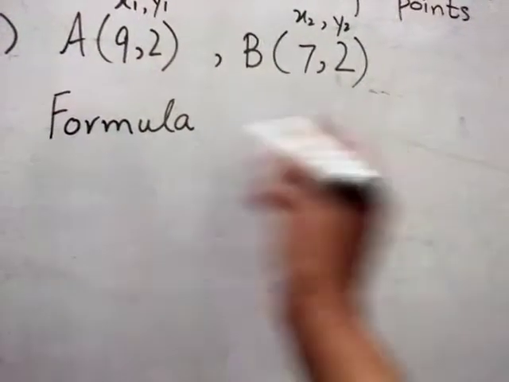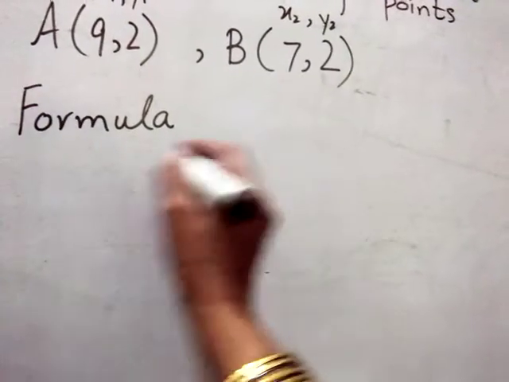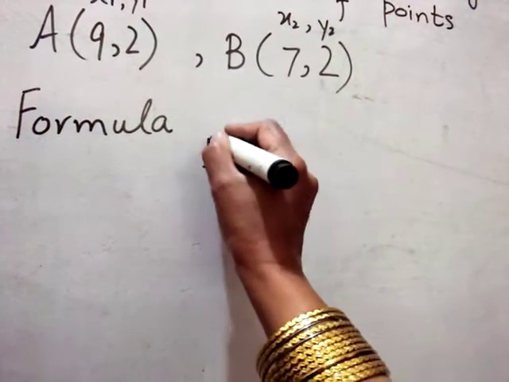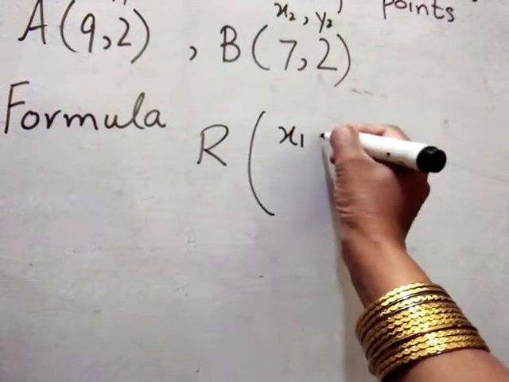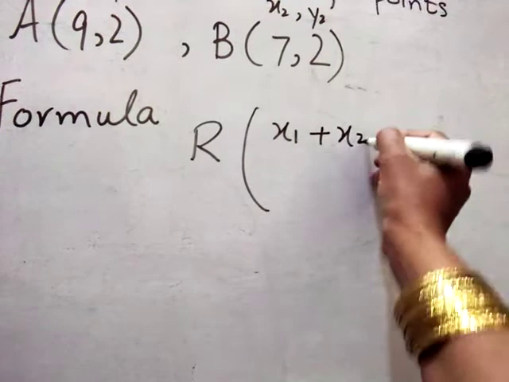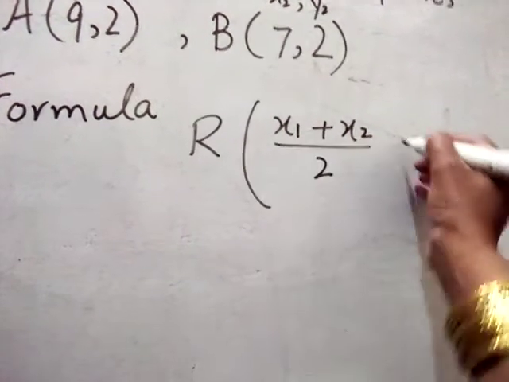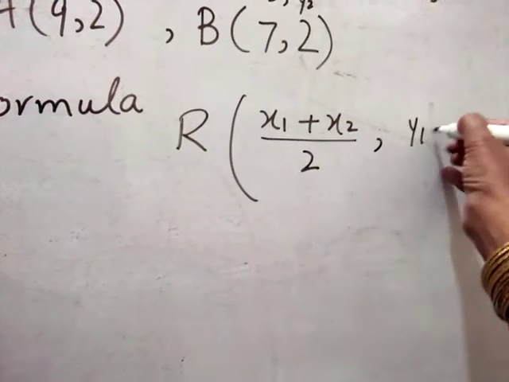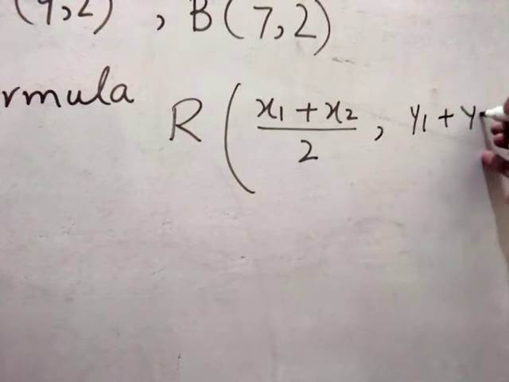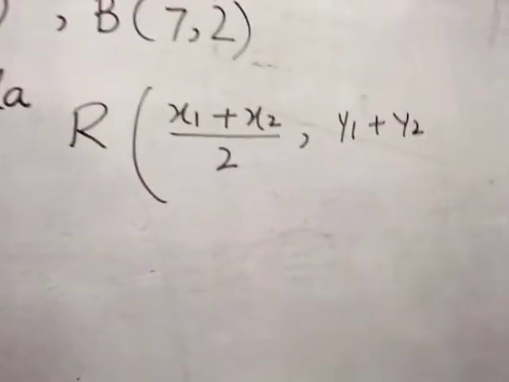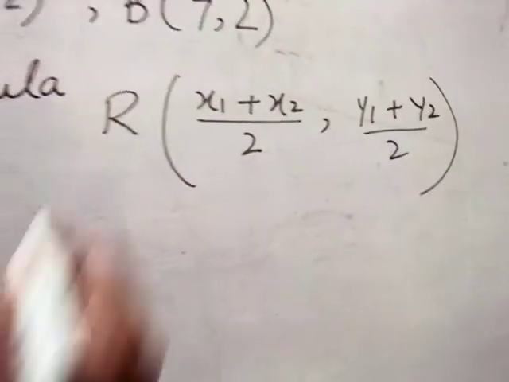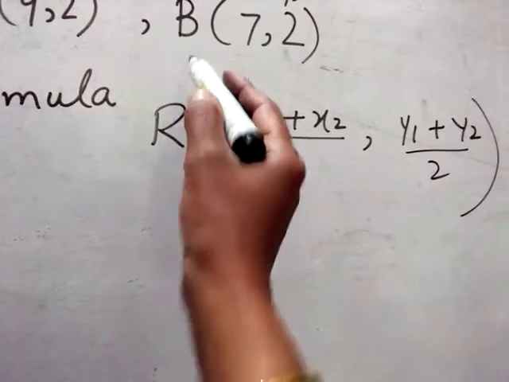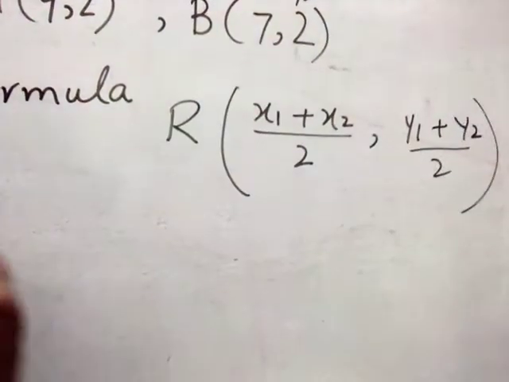So the formula for finding the midpoint of these 2 points is R equals (x1 plus x2) divided by 2, (y1 plus y2) divided by 2. R means the midpoint of AB.